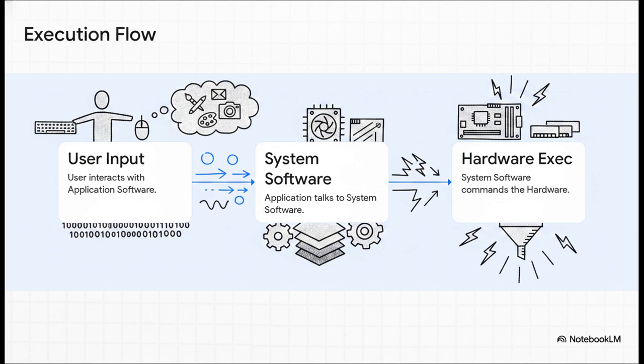Step 1. You, the user, interact with the application software. Let's say you click a button in Photoshop. Step 2. Photoshop has no idea how to talk to your physical RAM or GPU, so it talks to the system software, your OS. Step 3. The OS interprets those instructions into machine-level language and commands the hardware to physically execute the task. It is a perfect, seamless chain of command from human intent all the way down to tiny electrical signals.